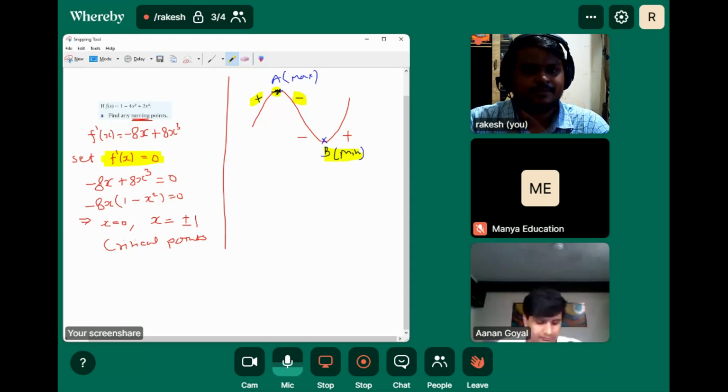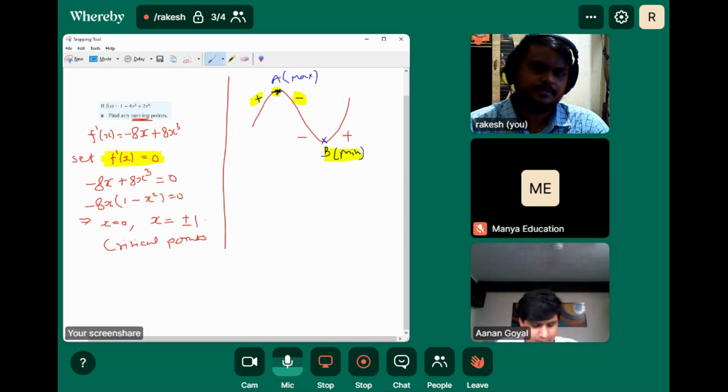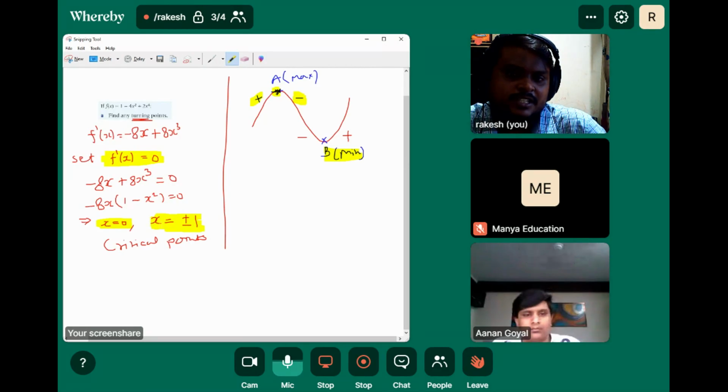Make this diagram, a very important diagram. Okay? We'll discuss one by one. We have one more thing in this diagram, that is point of inflection. Okay, but we'll discuss that later. So these are critical points. x is equal to 0, and x is equal to plus minus 1. Critical points means these are the stationary points. Stationary points means where the slope of the tangent is 0, but we don't know whether it is maxima or minima.